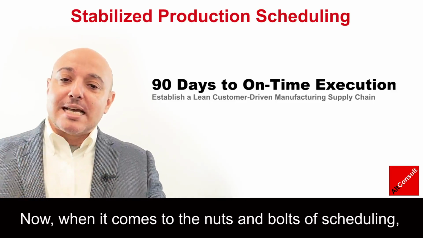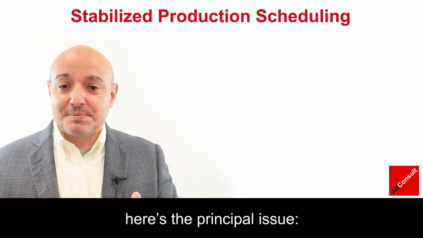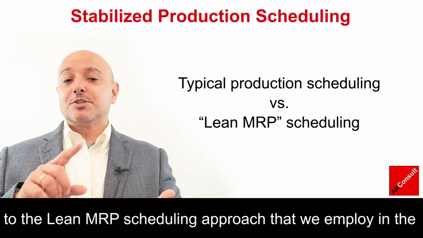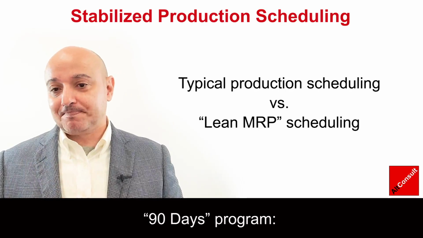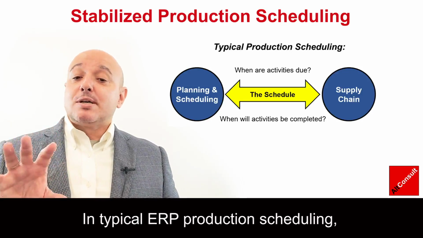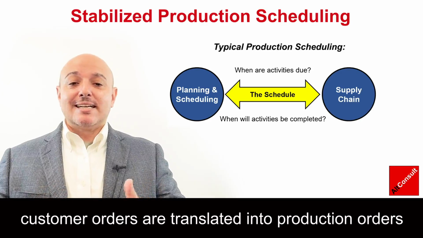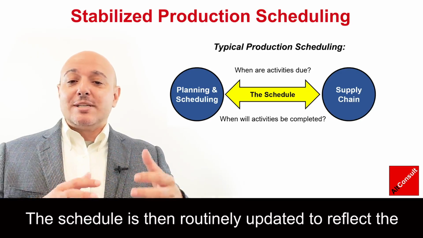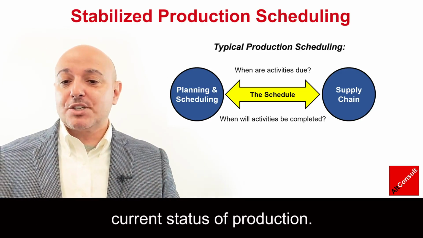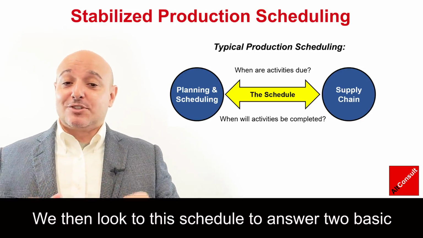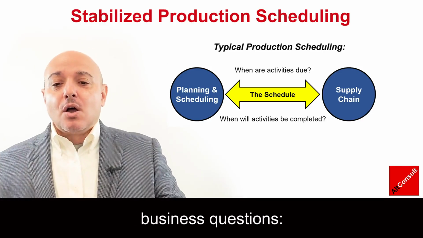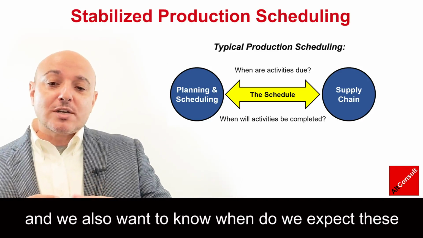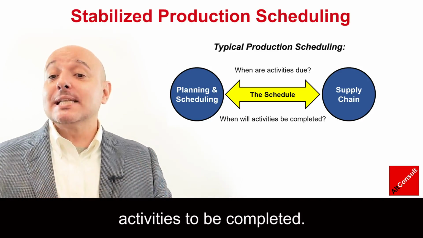Now, when it comes to the nuts and bolts of scheduling, here's the principal issue. Let's compare the typical scheduling approach to the lean MRP scheduling approach that we employ in the 90 Days program. In typical ERP production scheduling, customer orders are translated into production orders that are then scheduled. The schedule is then routinely updated to reflect the current status of production. We then look to this schedule to answer two basic business questions. We ask, when are manufacturing and purchasing activities due? And we also want to know, when do we expect these activities to be completed?